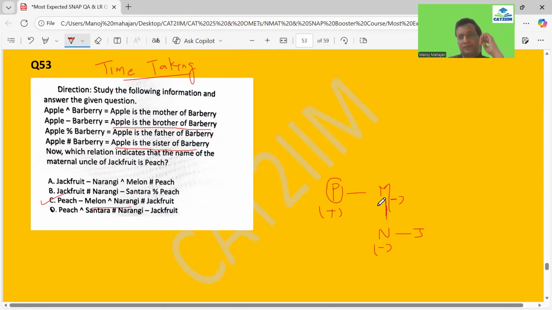सी पी जो है जे का क्या हुआ, मेटल अंकल ही हुआ, राइट, क्योंकि पी और एम ब्रदर सिस्टर हैं, राइट है ना. So C was the right answer out here, but it is a time taking problem, try to avoid in the exam if you have to look at the options and do it, right? If something direct is there with the options, then it's a different case altogether, right?